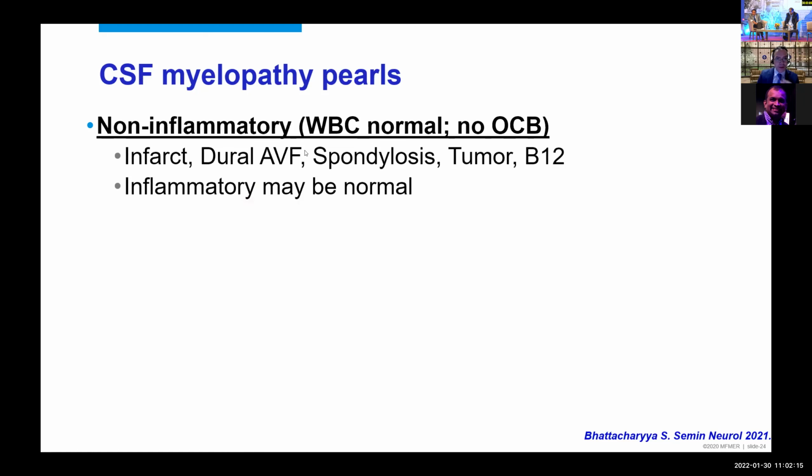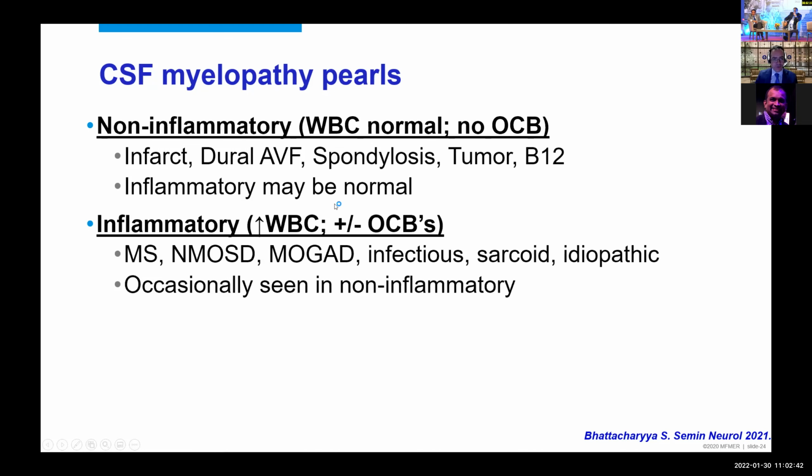Just to mention briefly about spinal fluid, if you have a patient where you do a spinal fluid and the white blood cell is normal and there are no oligoclonal bands, you should at least stop and think, could this be a non-inflammatory myelopathy, something like a spinal cord infarct, a dural arteriovenous fistula, spondylosis, tumor, nutritional deficiency. Sometimes with inflammatory conditions, it can be normal. You want to be careful. If you see that, that might be a red flag against an inflammatory etiology.